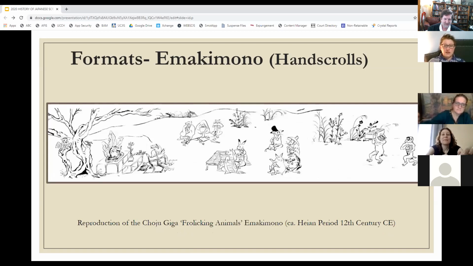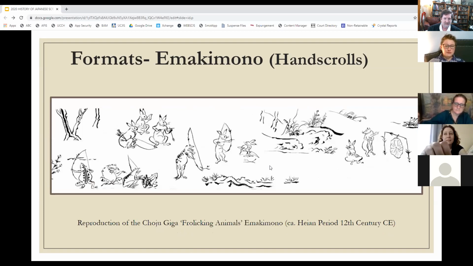And here we have the animals praying and reading their sutras. We have a Buddha frog going on there on the left. Now you'll probably hear me say, this is one of my favorite scrolls 500,000 times, so I apologize.